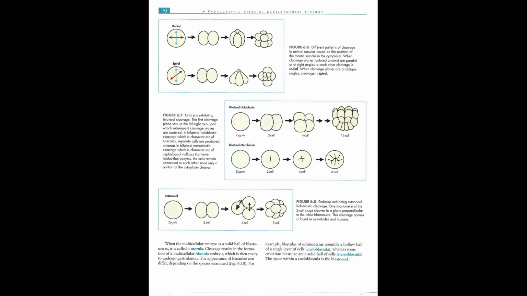The appearance of blastulae can differ, depending on the species examined, Fig. 6.10. For example, blastulae of echinoderms resemble a hollow ball of a single layer of cells, a coeloblastula, whereas some cnidarian blastulae are a solid ball of cells, a stereoblastula. The space within a coeloblastula is the blastocoele.